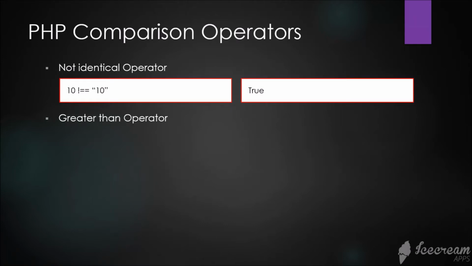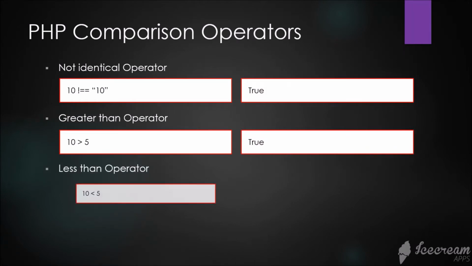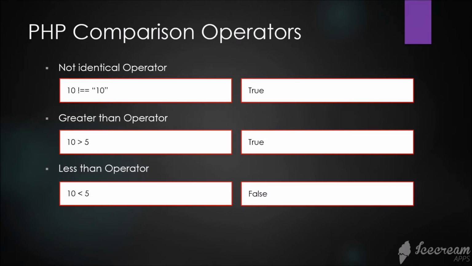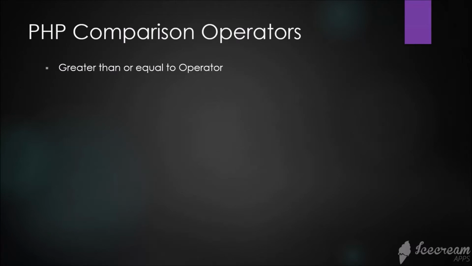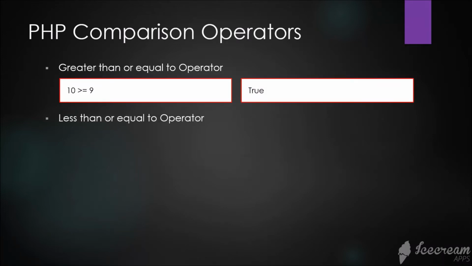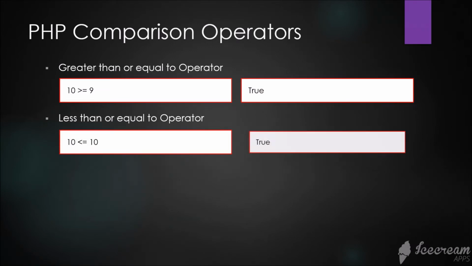So let's proceed to the greater than operator. Is 10 greater than 5? Of course, true. Then less than: is 10 less than 5? False. Then we have greater than or equal to. Is 10 greater than or equal to 9? Yes. What about less than or equal to? Is 10 less than or equal to 10? Yes, it is true. Okay?